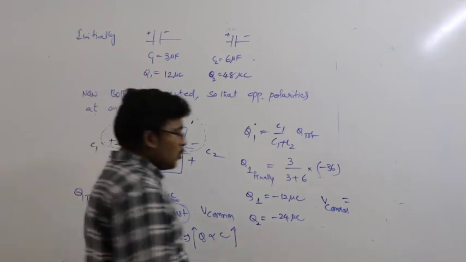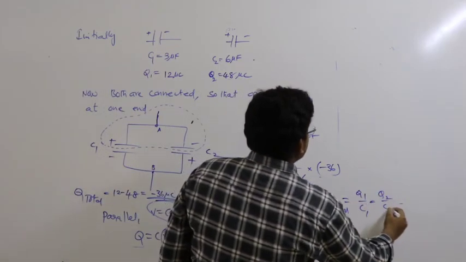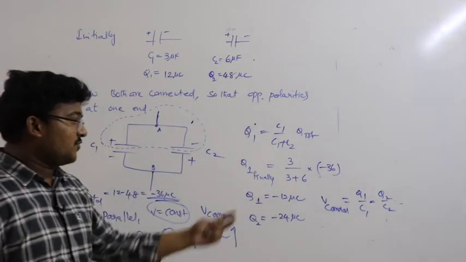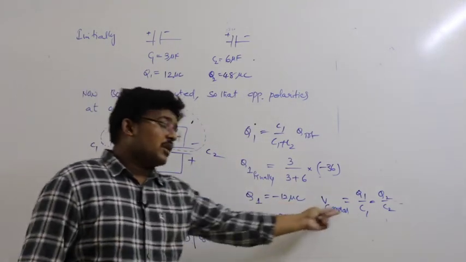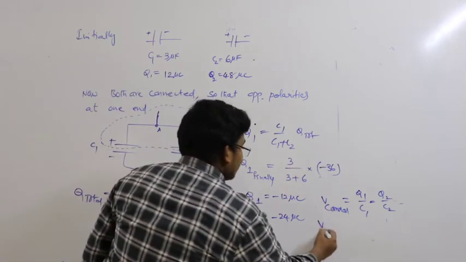What is the V formula? Q upon C, means Q upon C1 for the first one, or Q upon C2 for the second one. As V equals Q by C and every capacitor has the same potential, I can write the same formula. So we will check whether it is working or not.